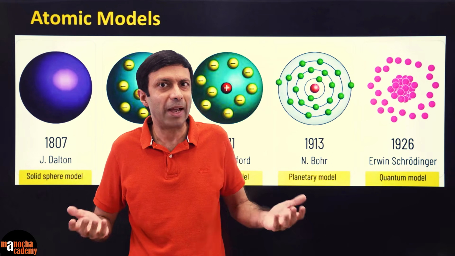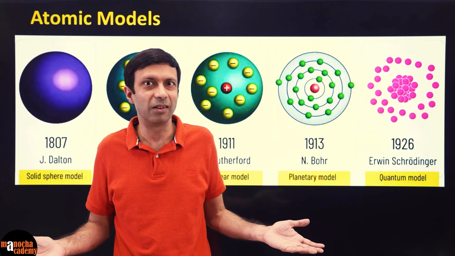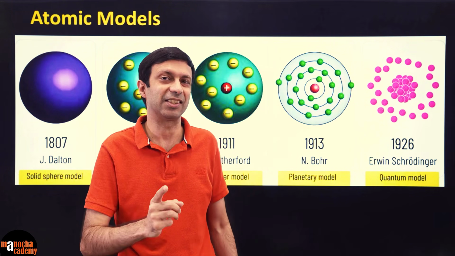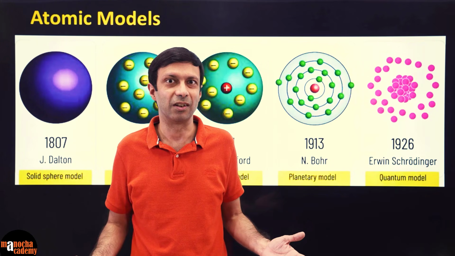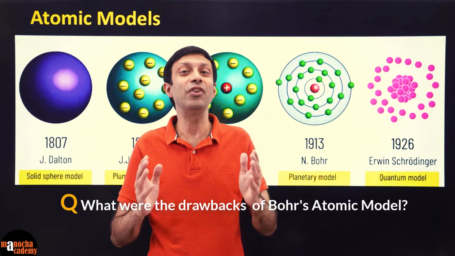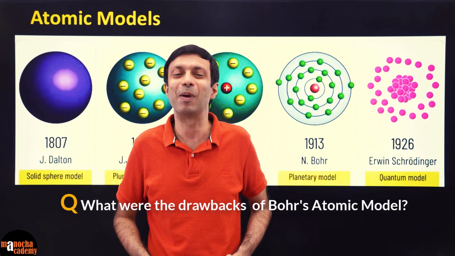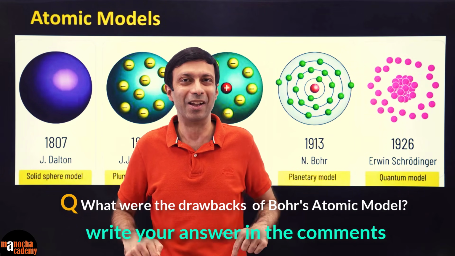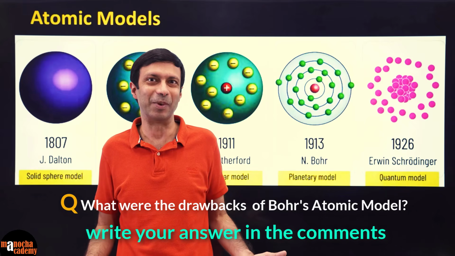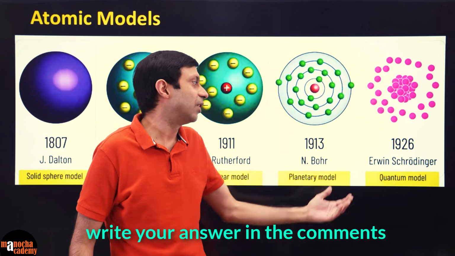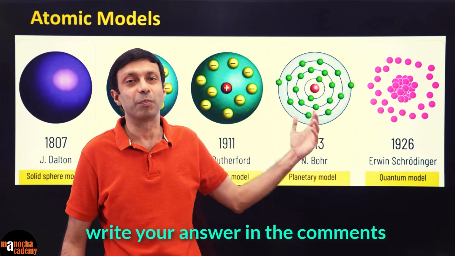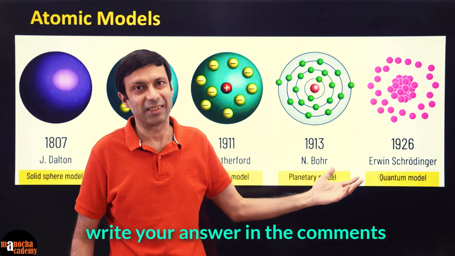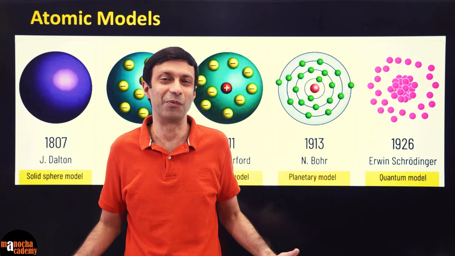But were there any drawbacks of Bohr's atomic model? The answer is yes. There were some limitations. Do you know what they were? Do research and let me know your answers by putting it in the comments below. I look forward to reading your comments. And then finally, we have Schrodinger's quantum model, which was proposed in 1926. That we'll talk about in a different video.